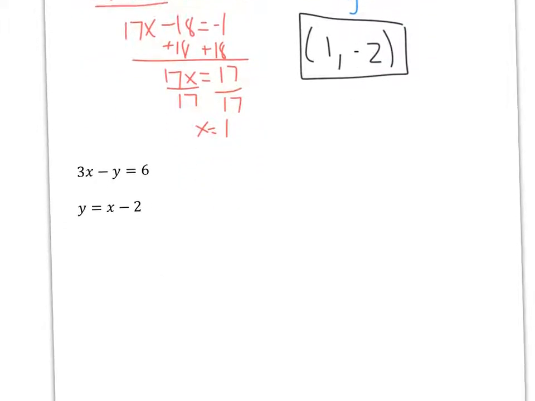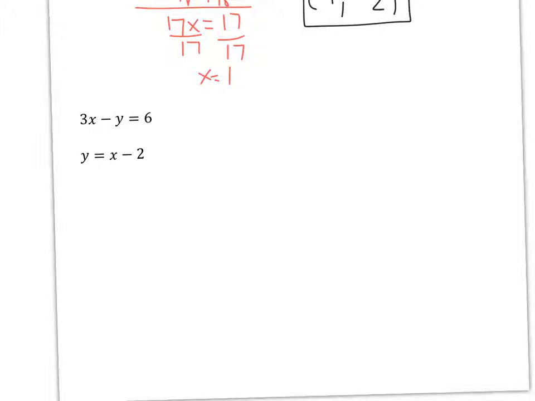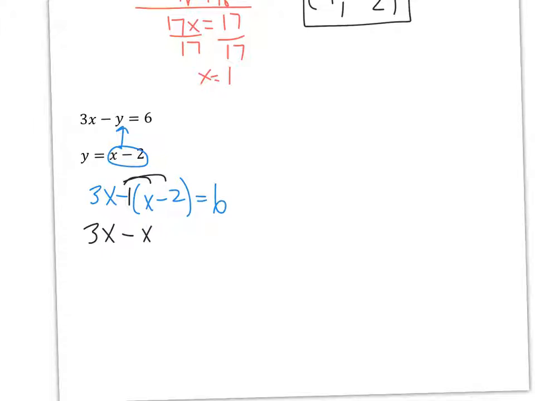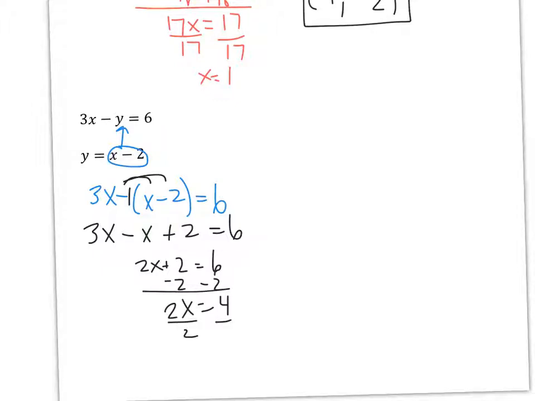Okay, let's continue. The final example here. So y equals x minus 2 will get substituted in for y above. So I have 3x minus, here I will plug in x minus 2 equals 6. And this is really a negative 1 right there, so I'll have to distribute. So I'll distribute that right now and get 3x minus x plus 2 equals 6. And 3x minus x is 2x plus 2 equals 6. Subtract 2 and get 2x equals 4. Divide by 2, so x equals 2.